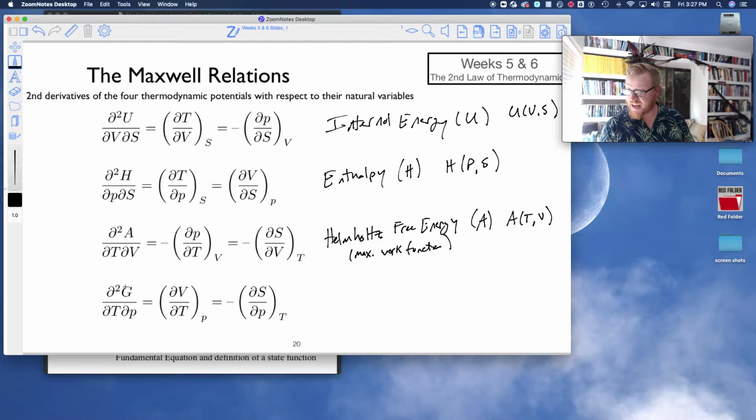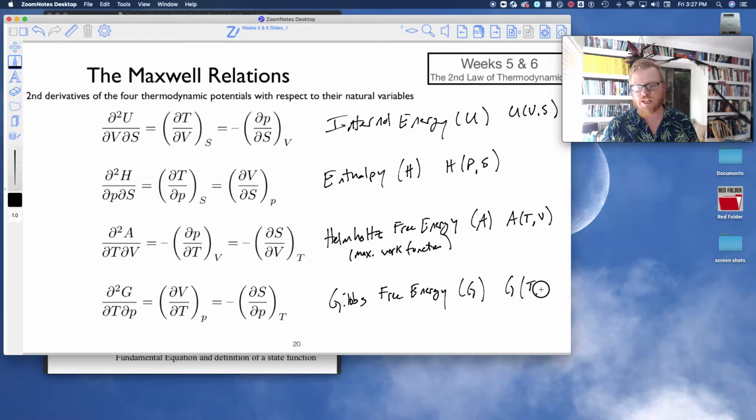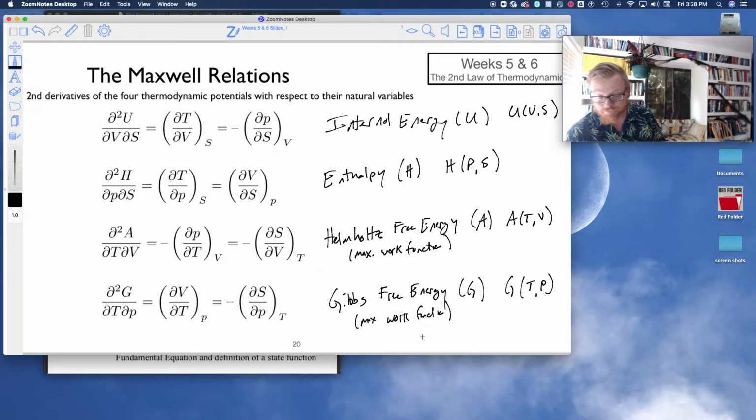And also G, hopefully you recognize G. This is the Gibbs free energy, G, which is a function of T and P. Also, this is often referred to as the maximum work function. We haven't talked about Helmholtz or Gibbs yet, but I'm going to be introducing those very shortly.